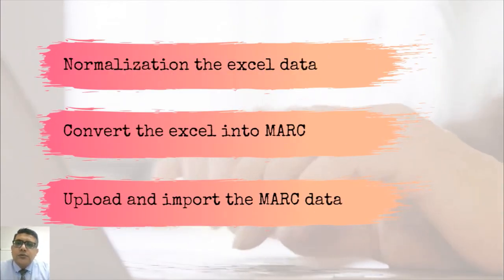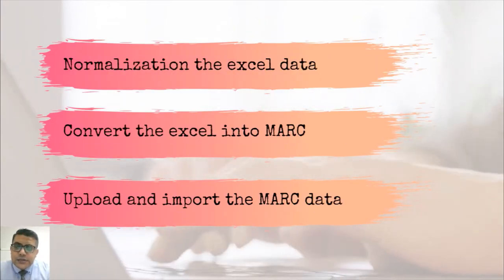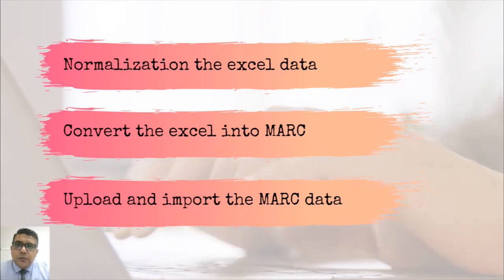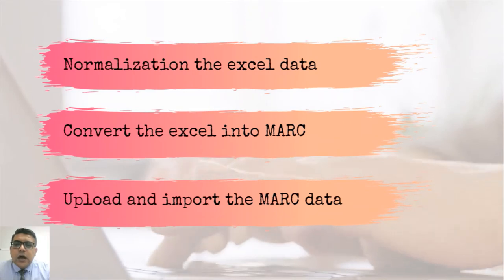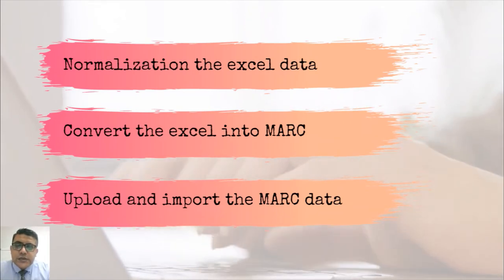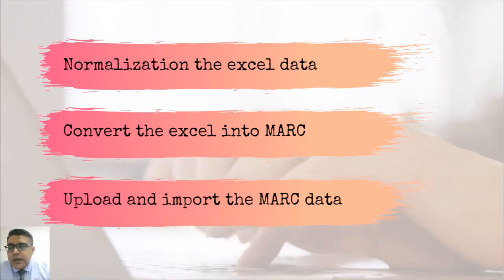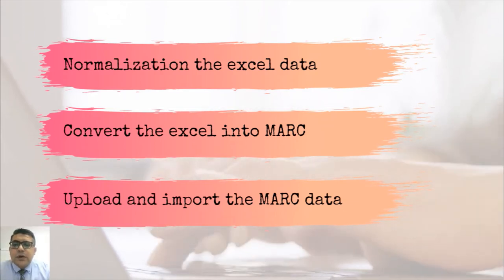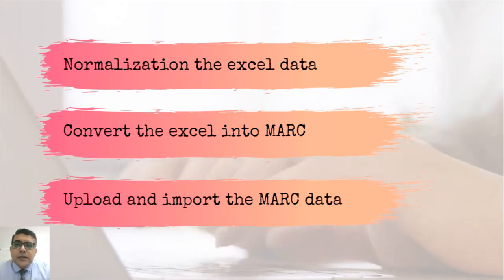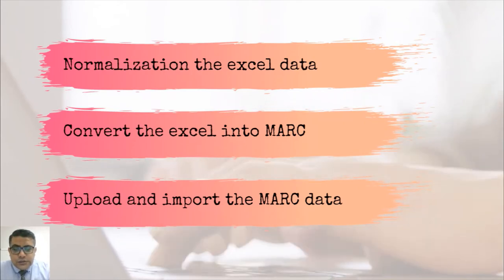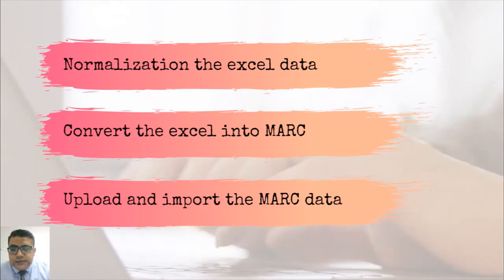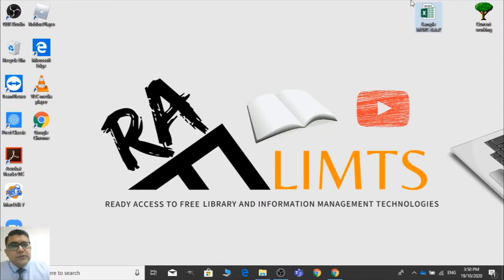In segment one, we will learn how to normalize the Excel data sheet into a convertible format. In segment 2, we will learn how to convert the Excel data sheet into MARC records, and segment 3 is about uploading and importing that MARC data into the Koha catalog. So let's start with the Excel data sheet. I have one here, so let me open this.